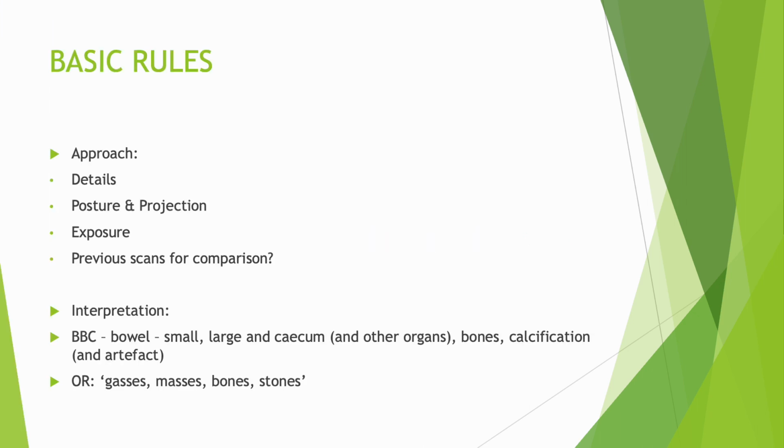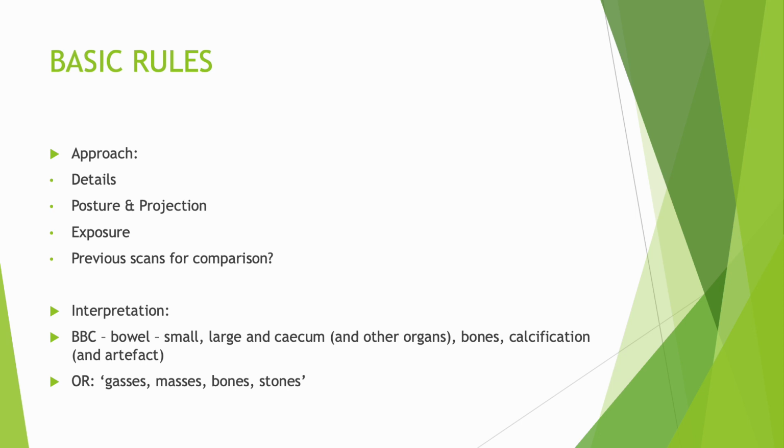So the basic rules of interpreting an abdominal x-ray, you can look at your approach, so look at the details of the patient, the posture and projection and exposure. So usually the radiographs are taken supine or lateral decubitus and they're usually AP. They are meant to include from the costal margins to the pelvis, including the ischial tuberosities if AP. And it's good to look at previous scans for comparison to see if anything's changed between the time the last one was taken.